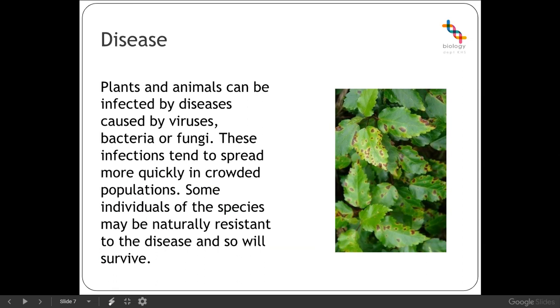When we look at biotic factors in a little bit more detail, one of them is disease, particularly relevant at the moment. So plants and animals can be infected by diseases which are caused by viruses, bacteria or fungi. And these infections tend to spread more quickly in crowded populations. Some individuals of the species may be naturally resistant to that disease and so will survive and be able to reproduce, giving us the next generation. However, that particular species may be reduced in its numbers for some years until the population can recover from the disease.